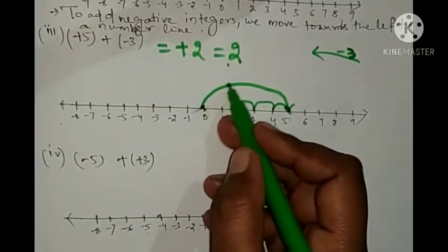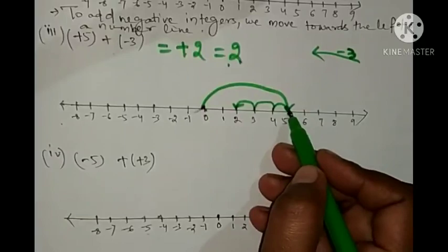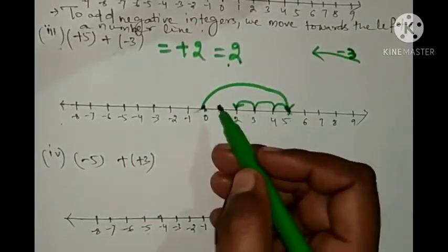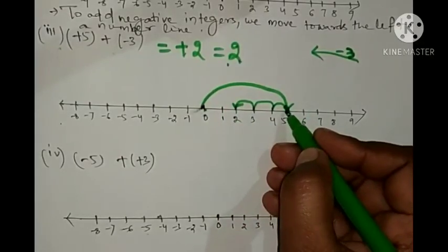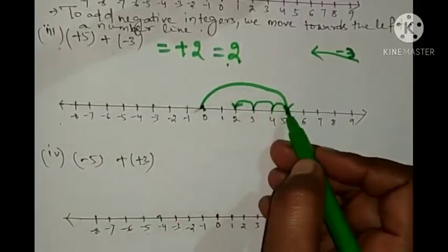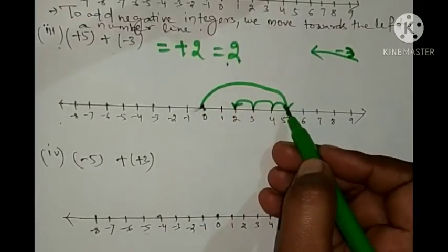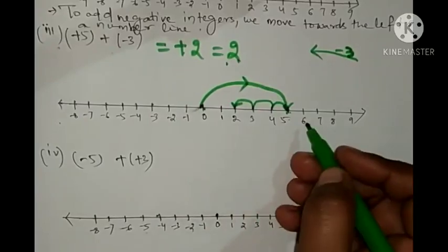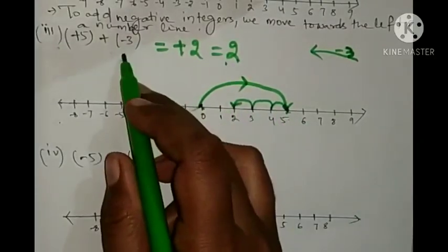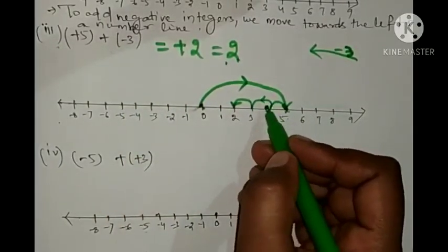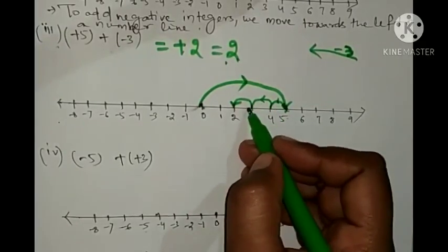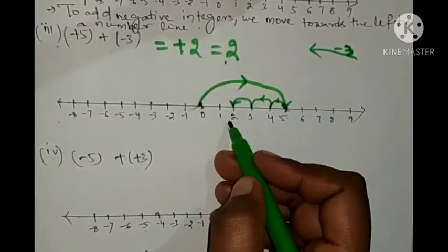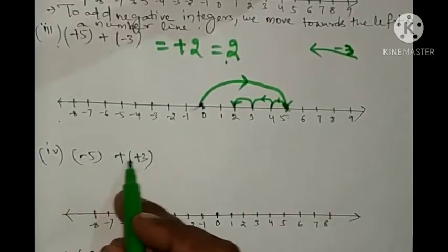So you have gone plus 5, and plus 5 means you move towards right. Then minus 3 means you move towards left, three steps left. What you got is 2.